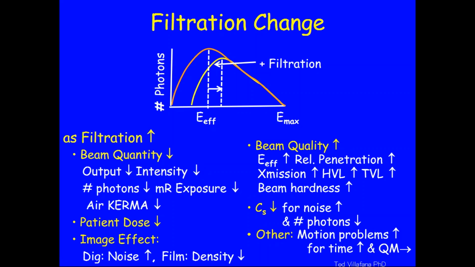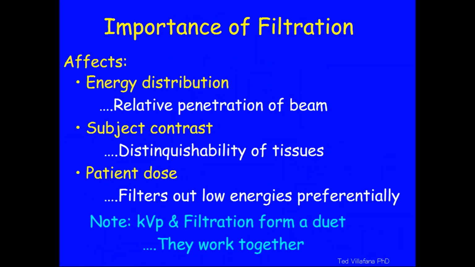And how about motion problems? When you filter a beam and you have less radiation, what's going to happen is that you're going to compensate by extending the exposure time. And by extending the exposure time, now you kick in motion problems. What's the importance of this?